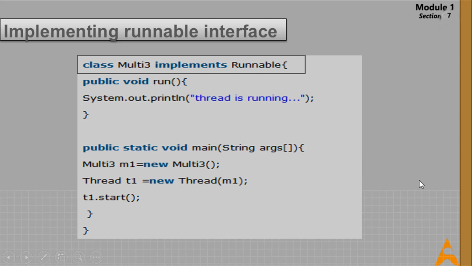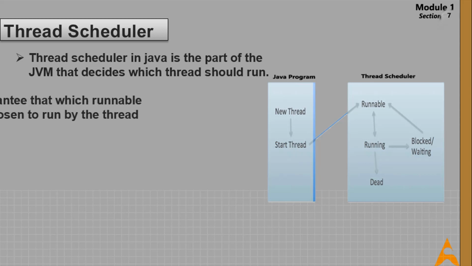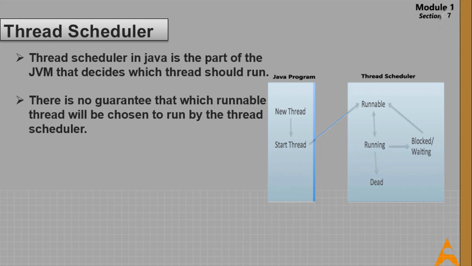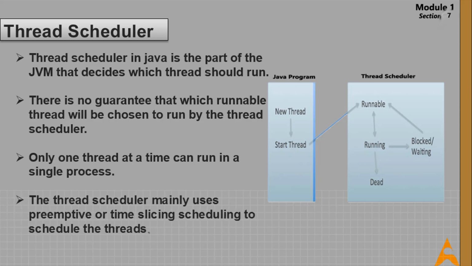Thread scheduler in Java. Thread scheduler in Java is the part of the JVM that decides which thread should run. There is no guarantee which runnable thread will be chosen to run by the thread scheduler. Only one thread at a time can run in a single process. The thread scheduler mainly uses preemptive or time slicing scheduling to schedule the threads.